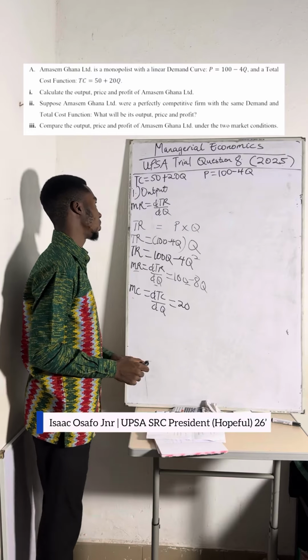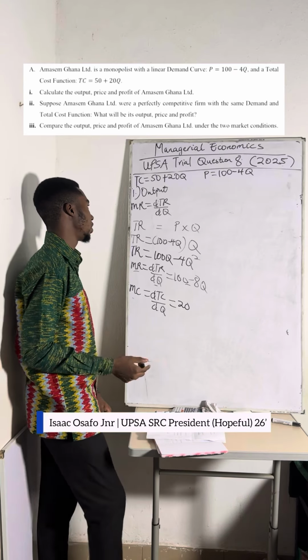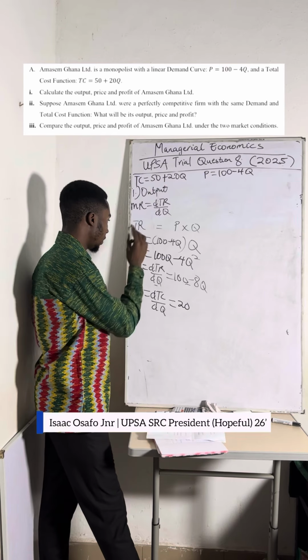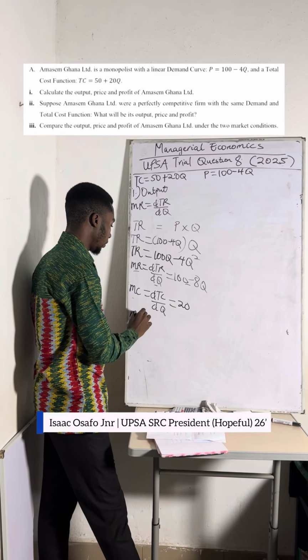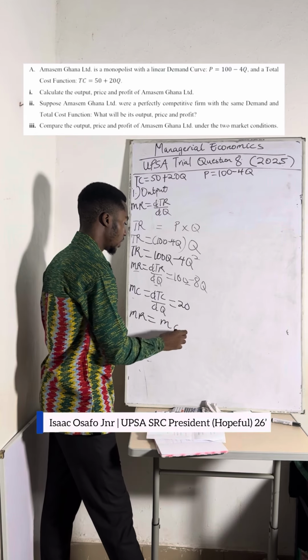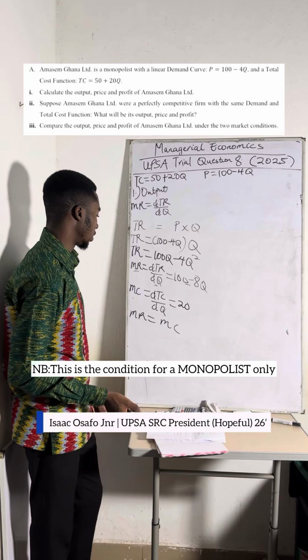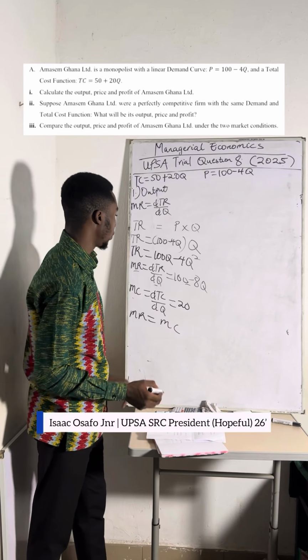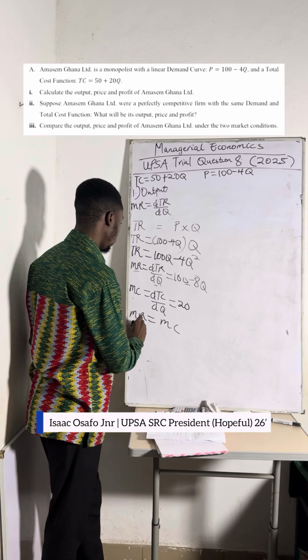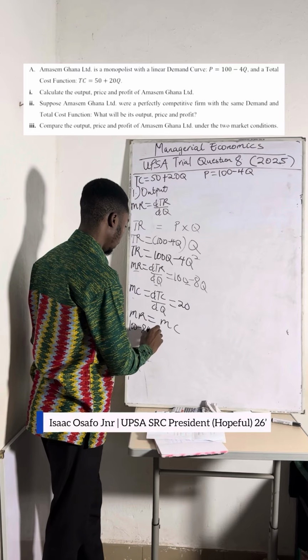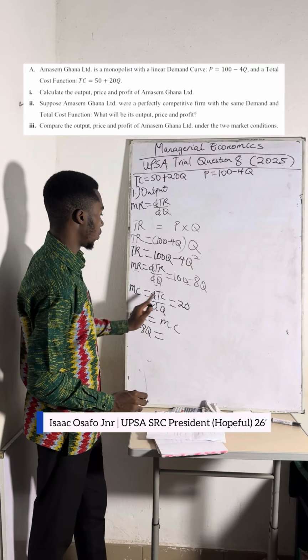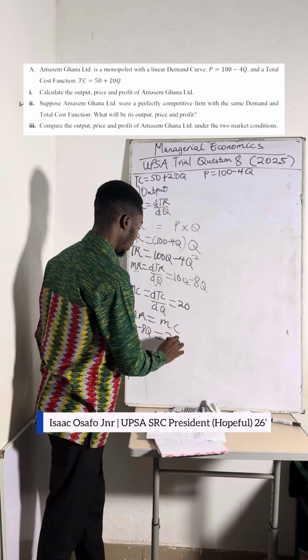So now we are finding the output. And I said that when you are finding the output, you are just going to equate marginal revenue to marginal cost. So MR is equal to marginal cost. This is the condition where the firm makes profits. You get it? And our market structures. So now our marginal revenue is 100 minus 8Q, and this should be equal to the marginal cost, which is 20.